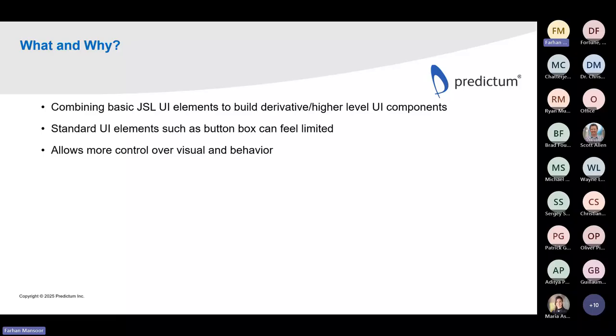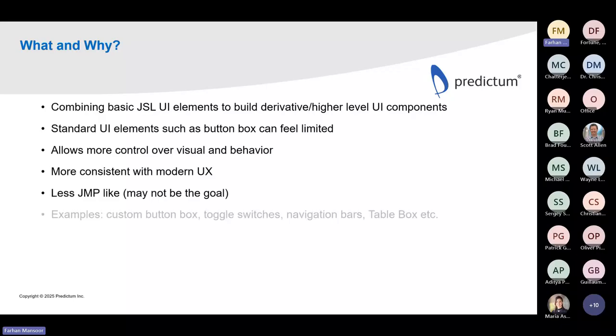It's not useful all the time, right? Sometimes we don't need that much control, and JMP is not built for that much UI flexibility anyway. But sometimes you need the control, and this is one way to get it. It will be less JMP-like, as you will see in a second, which may not be the goal. Examples would be custom button boxes, toggle switches, nav bars, table boxes, and things like that. Like an alternative to tab box, you have nav bar. So let's go to the script.